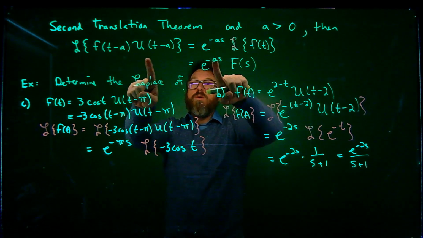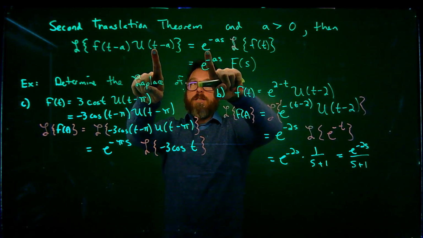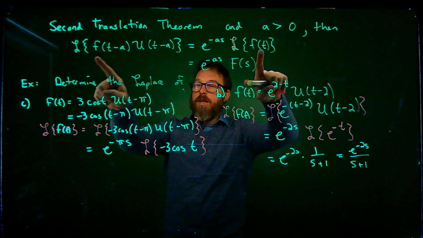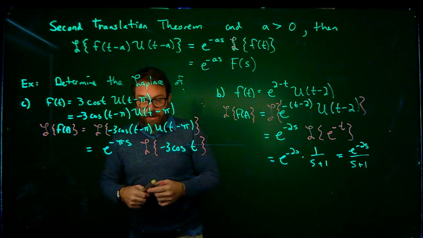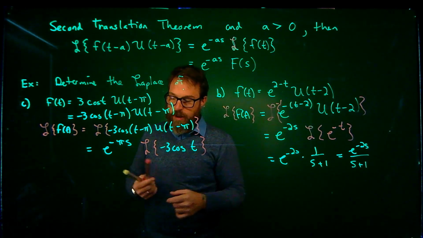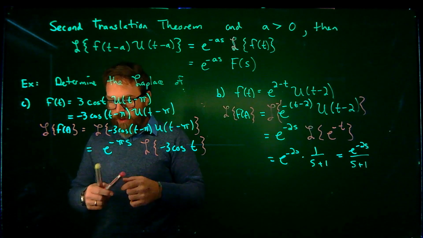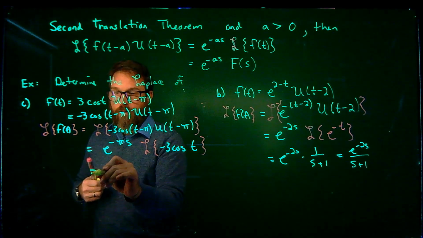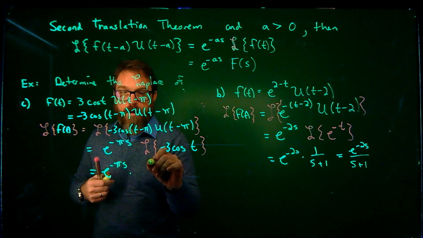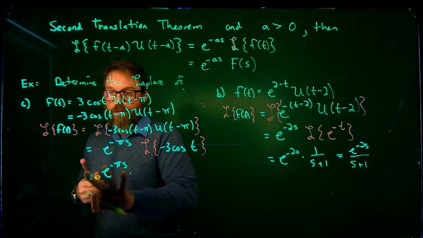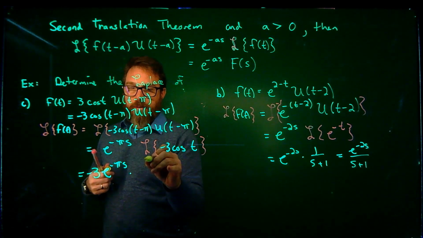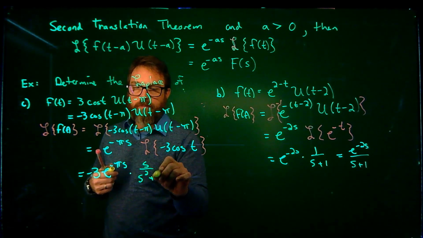Remember that once you use this exponential as that shift, this just becomes now the Laplace of this thing without the shift. And we know how to find the Laplace of the cosine of t. We know that it's going to be s over s squared plus 1, because of the 1 in front of there. So this is going to be equal to e to the minus pi s times, well, minus 3. I'm going to put the minus 3 up front. And then the Laplace of the cosine is going to be s all over s squared plus 1.